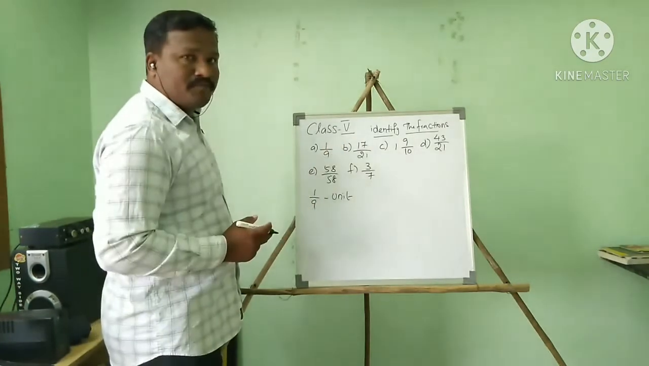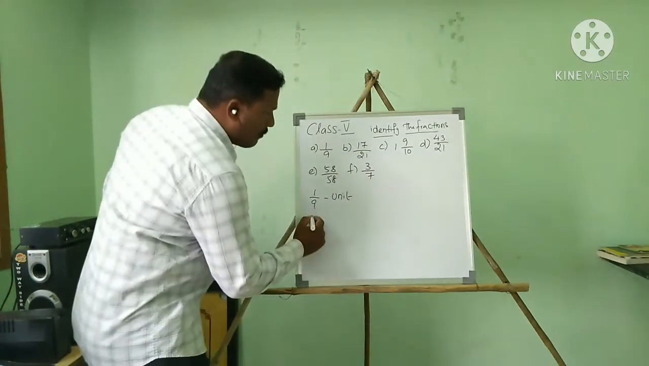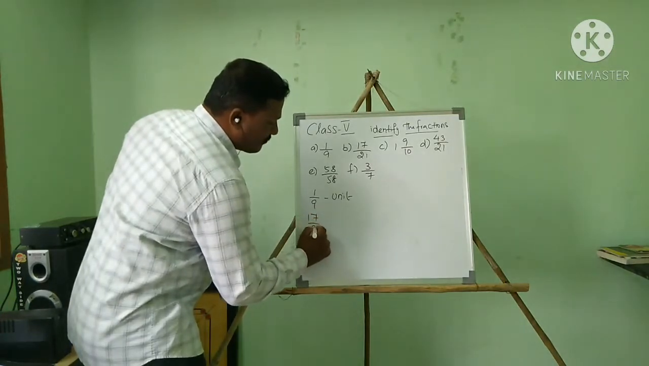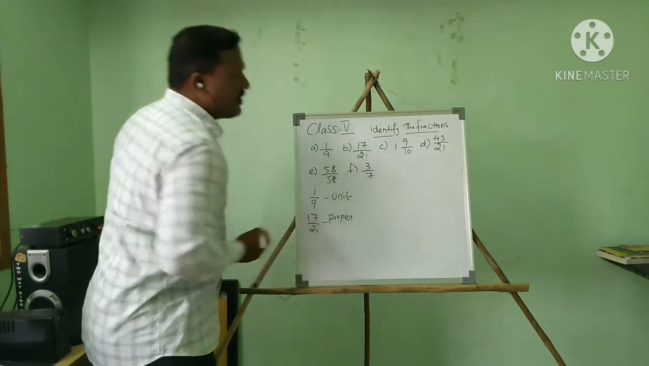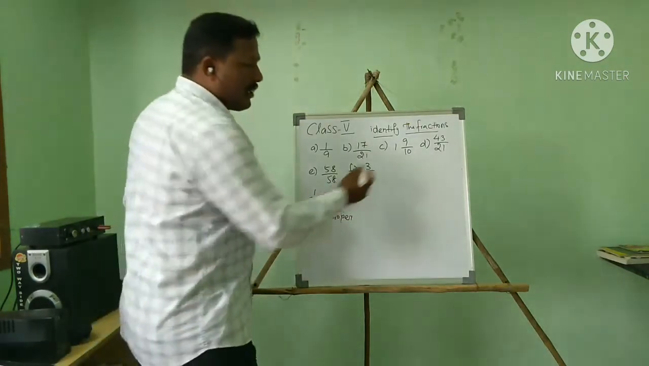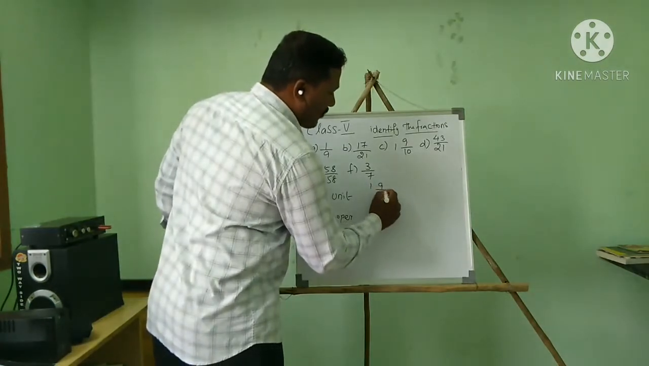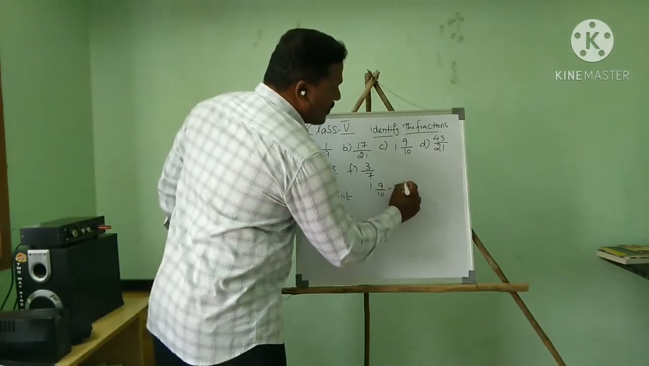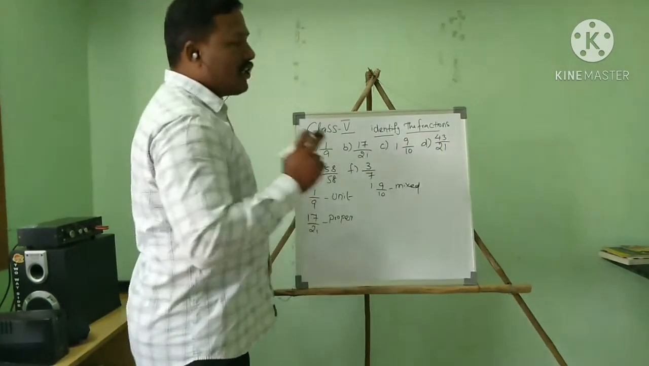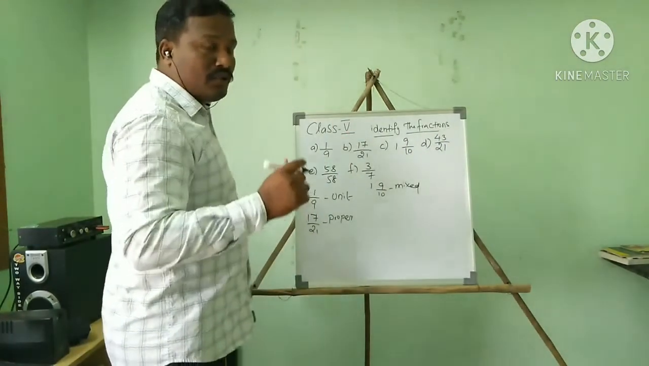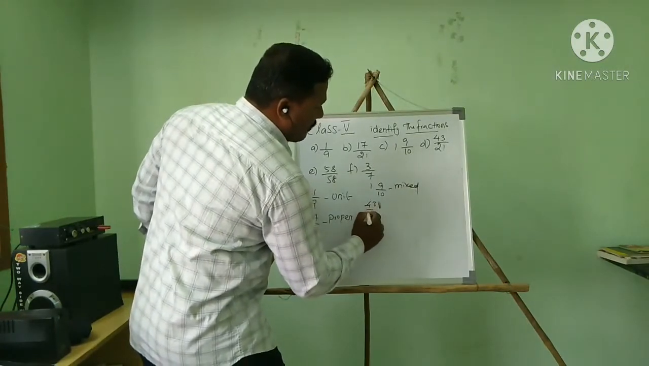17 by 21: the numerator is small and the denominator is big, so it's a proper fraction. Now 1 and 9 by 10 is a mixed fraction. Then 43 by 21: the numerator is big and the denominator is small, so it's an improper fraction.